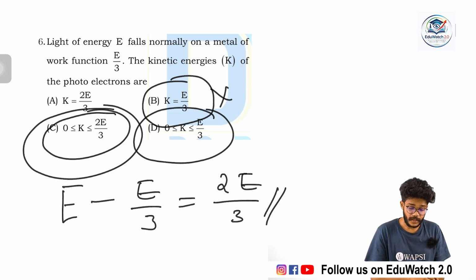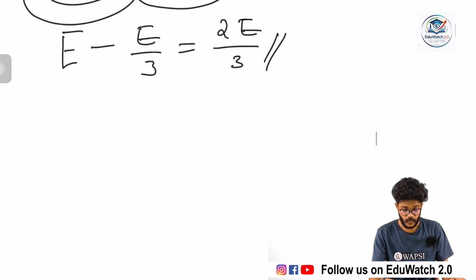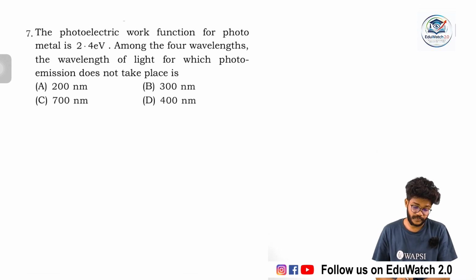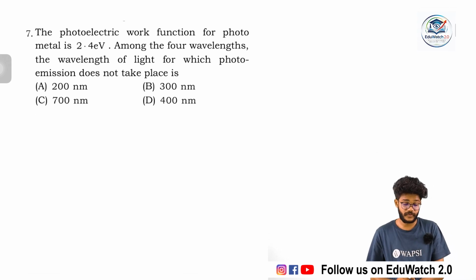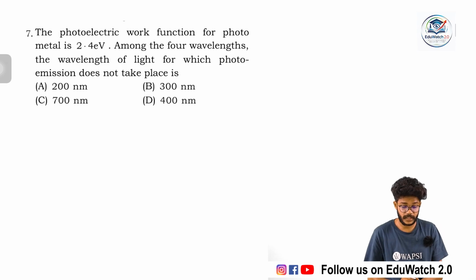Okay, so we can move to the next question. The photoelectric work function for a photometal is 2.4 electron volt. Among the four wavelengths, the wavelength of light for which photoemission does not take place is.